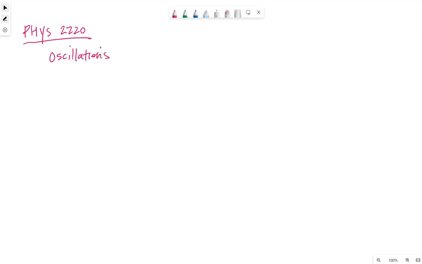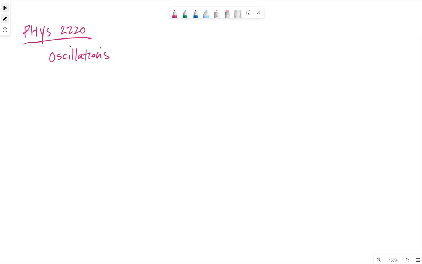So an oscillation, you may very well be familiar with the term. An oscillation is any sort of system that repetitively goes through the same motion over and over and over again.